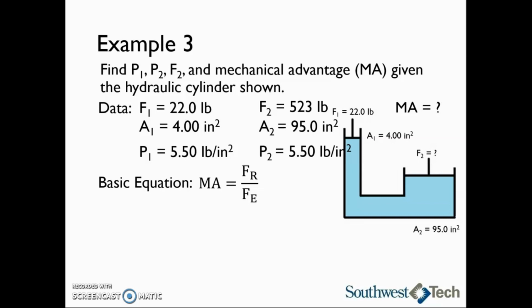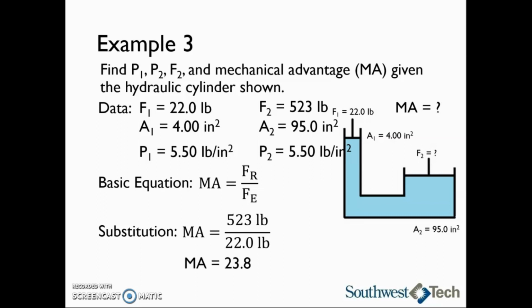In this problem, we can substitute in 523 pounds for the load or resistance force and divide that by the 22.0 pounds of effort force. This gives us a mechanical advantage of 23.8. This means that the input force we apply is multiplied 23.8 times to move a load that is 23.8 times our input force. Mechanical advantage also does not have any units. It is just a number.